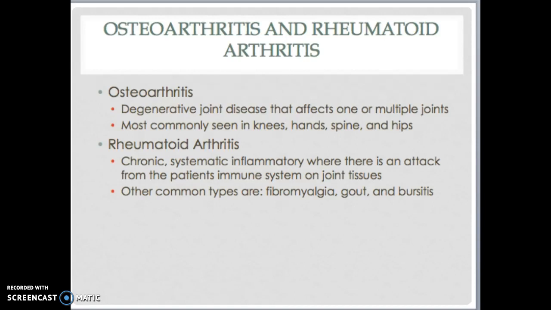Rheumatoid arthritis. It's a chronic systemic inflammatory disease, an attack from the patient's immune system on the joint tissues itself. So your body's attacking itself, and it basically breaks down the tissues in the joints that protect them. The other common types are fibromyalgia, gout, and bursitis. Some athletes will deal with bursitis in their knees or in places of large ranges of motion as well.